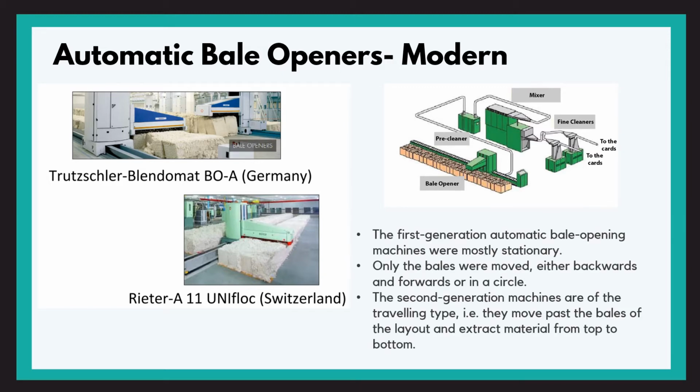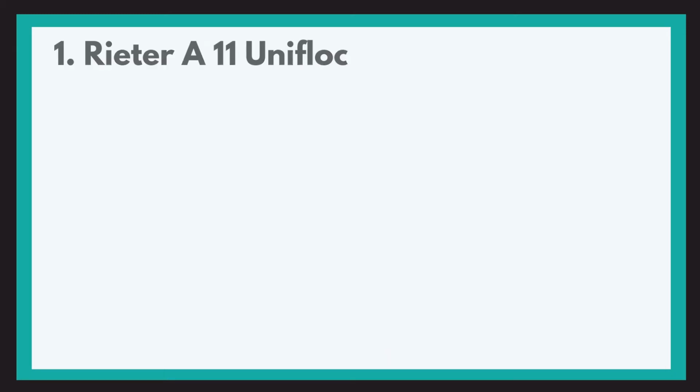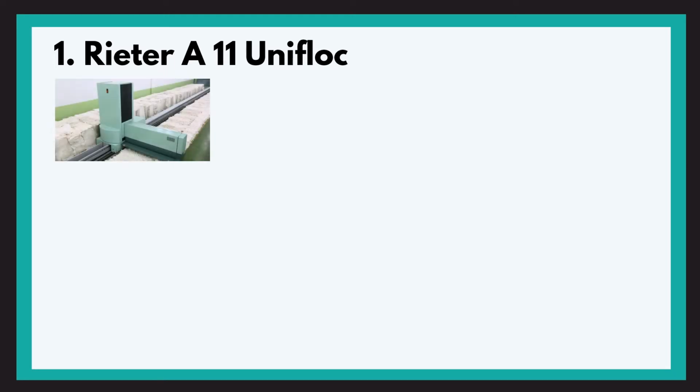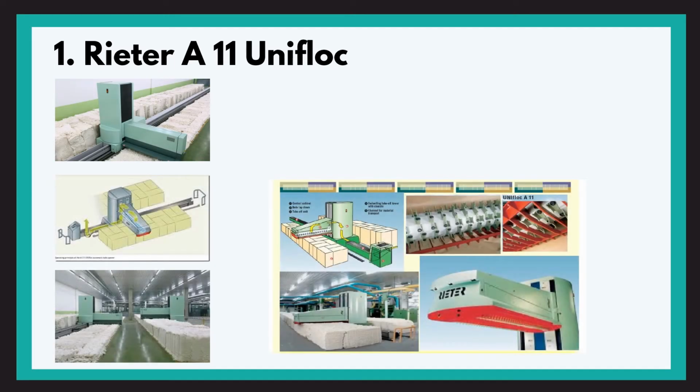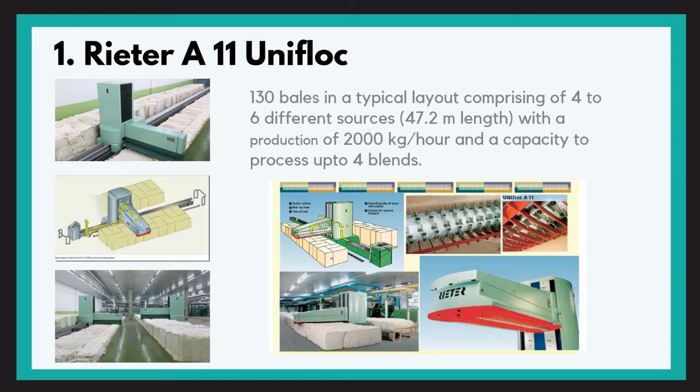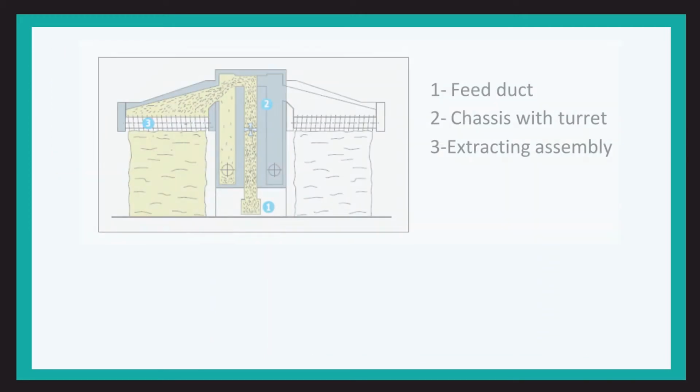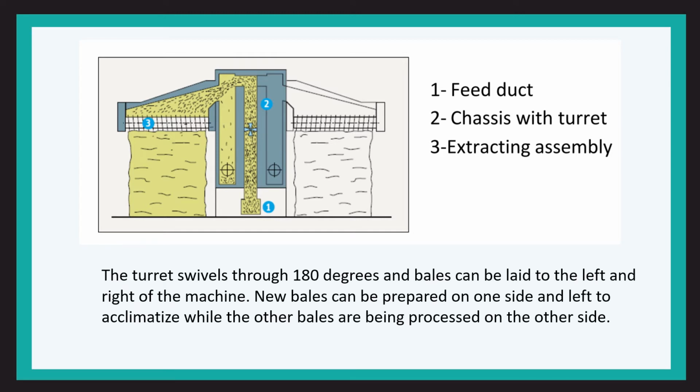Rita A11 Unifloc. So I've put in a lot of pictures so that you get a clear idea of how the machine looks. You can see the cotton bales lying in a large room, and Rita Unifloc has its arm moving past these bales, collecting the material. 130 bales in a typical layout comprising of 4 to 6 different sources. Now different sources here mean different farms and with a production of 2000 kgs per hour. New bales can be prepared on one side and left to acclimatize while the other bales are being processed on the other side.